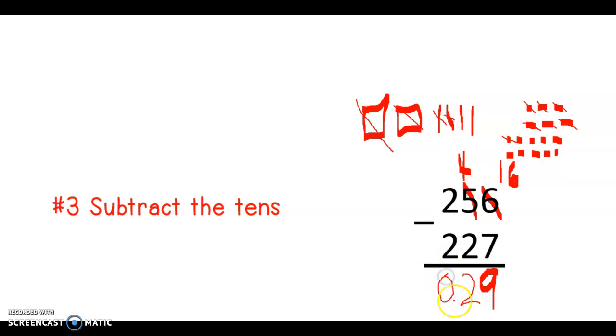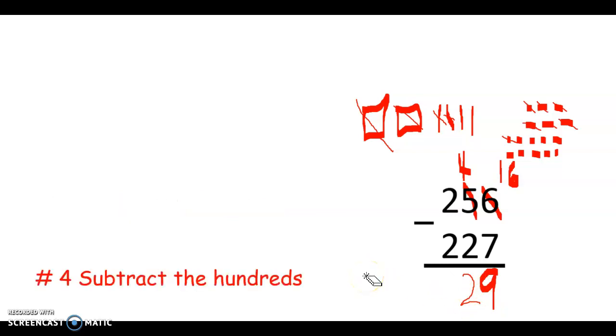But see how this 0 is at the beginning of my number, I don't need to put that 0 there because it's still 29 even without that 0 in front of it. And my difference is going to be 29. So 256 minus 227 equals 29.